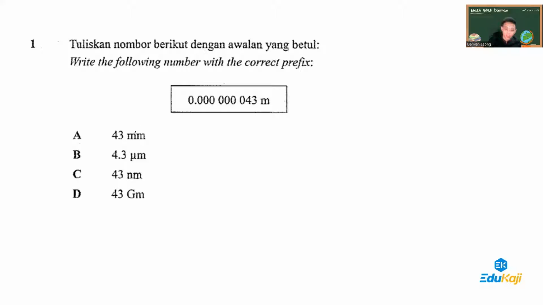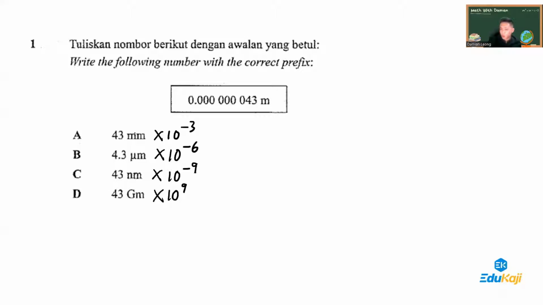Mm is millimeters. Millimeters is times 10 to the power of -3. This symbol means micrometers, which is times 10 to the power of -6. N is nanometers, which is times 10 to the power of -9. And G is gigameters. Giga is times 10 to the power of 9. Definitely it wouldn't be giga. It becomes bigger. So definitely it wouldn't be this.